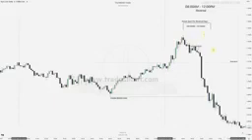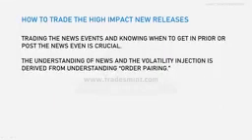To 10:30 a.m. reversal day. So we're going to be talking about how to trade high impact news releases, right? So trading the news events and knowing when to get in prior or post the news event is crucial.